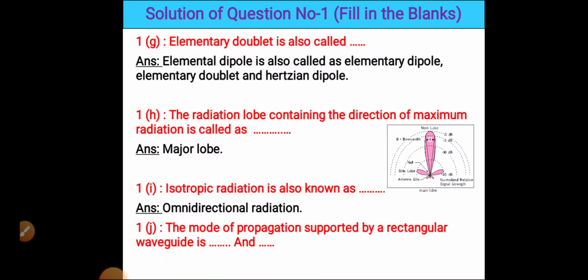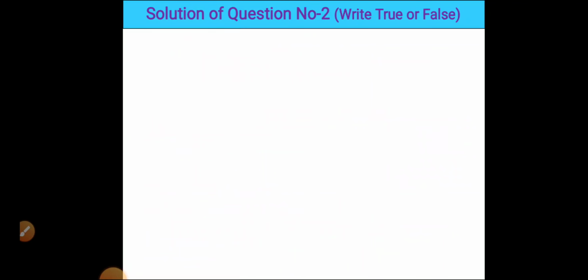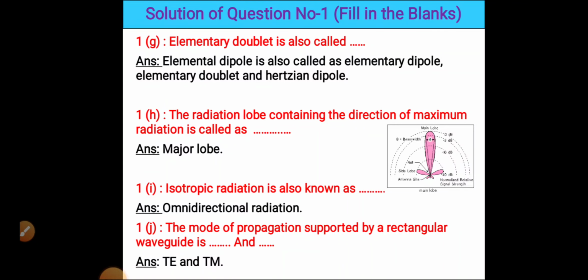The modes of propagation supported by a rectangular waveguide are TE and TM modes. That means transverse electric and transverse magnetic.